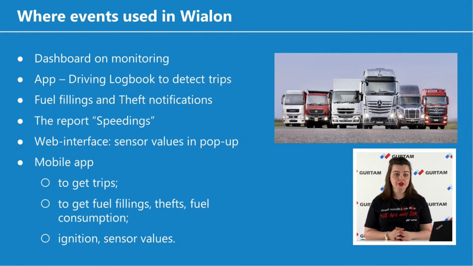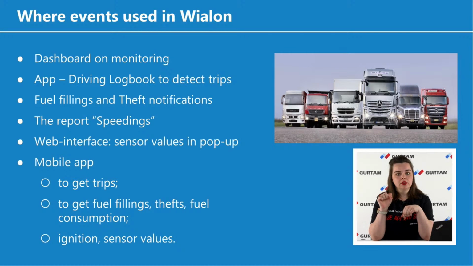In the current Wialon features, we also use events methods. The dashboard in the monitoring system uses the events request to display information. The mobile app also uses the events request to get information about trips, fillings, thefts, ignition working, and sensor values, etc. In the web interface, the sensor values in the tooltip are updated by events response. Notifications on fillings and thefts are based on events methods.